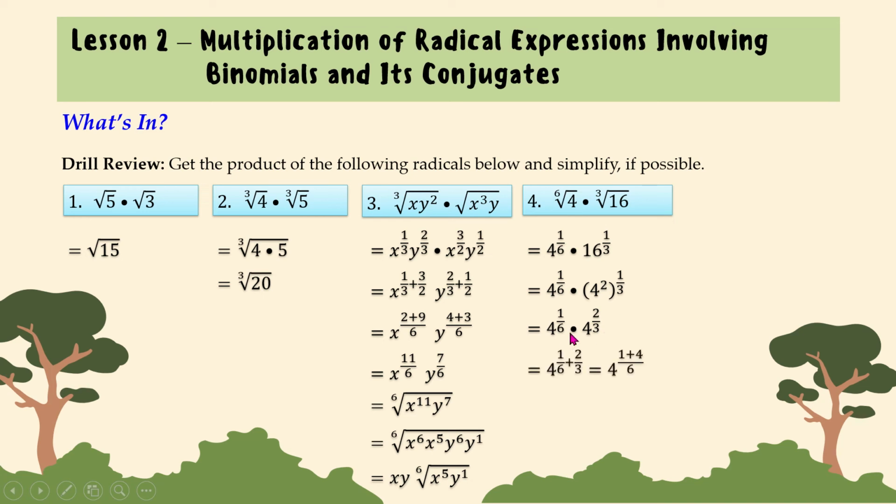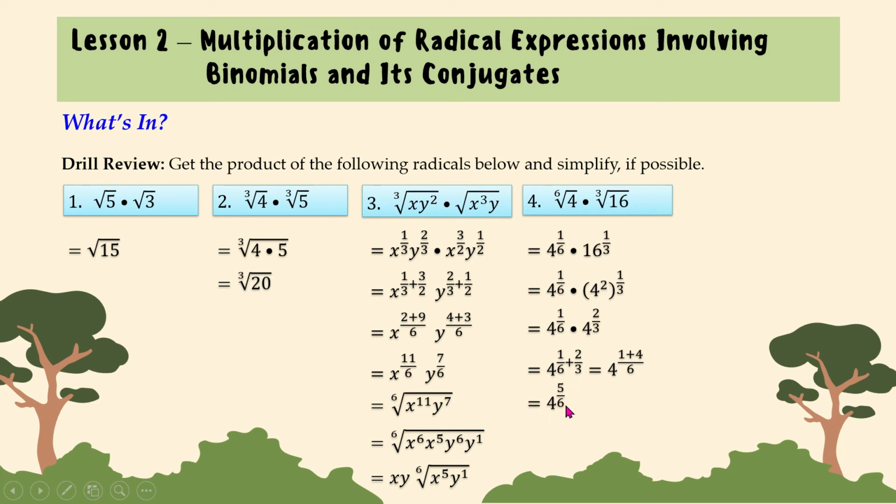Next, since they have the same base 4, we add their exponents 1/6 and 2/3. Adding unlike fractions, look for their least common denominator, which is 6. 6 can divide 6 and 6 can divide 3. So 6 divided by 6 is 1, times 1 is 1. 6 divided by 3 is 2, times 2 is 4. 1 plus 4 over 6. Next, to rewrite, that is base 4 exponent 5 over 6.